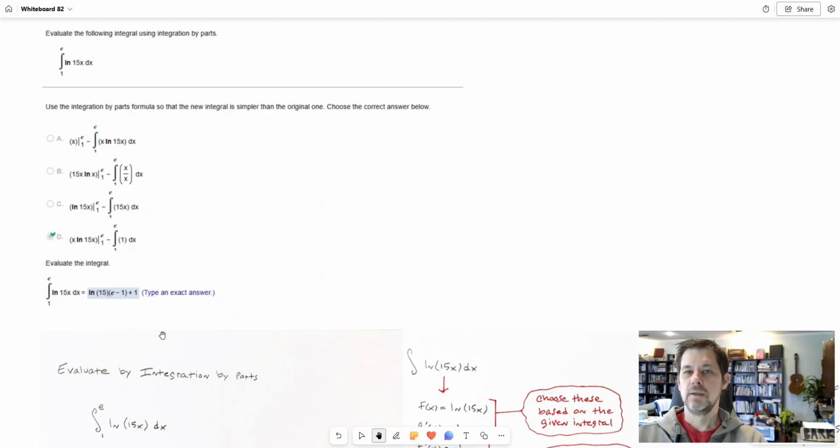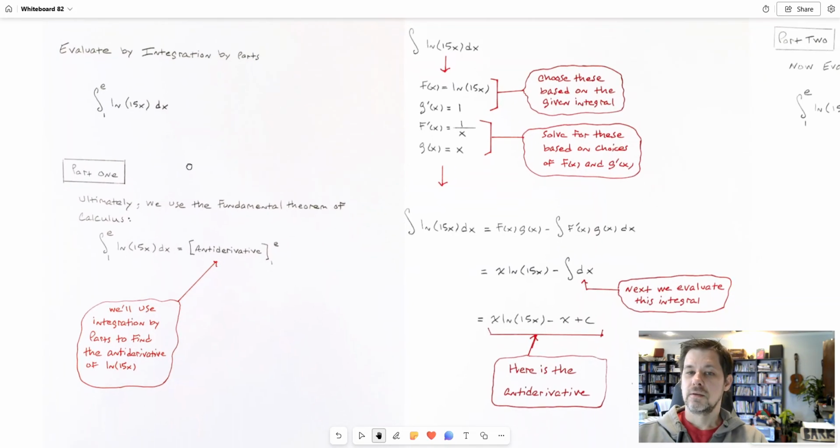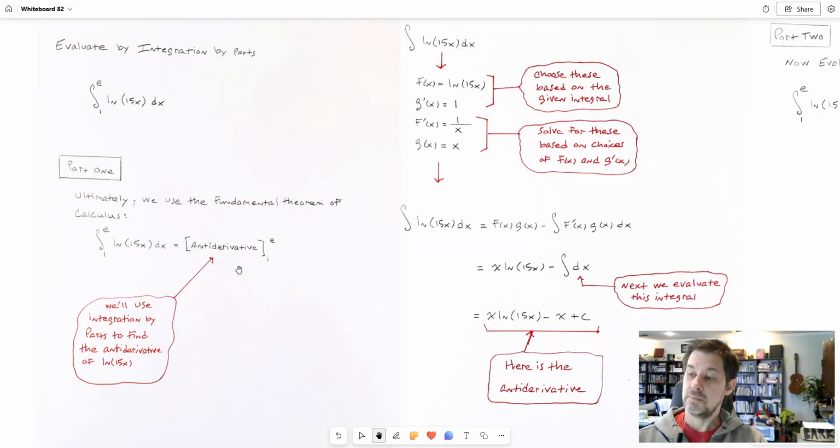Greetings, everybody. So here's a problem from our assignment that was sent to me, and I'd like to show you how to do it. So the question goes like this. Evaluate this definite integral by integration by parts. So to discuss this in pieces, I'd like to do this.